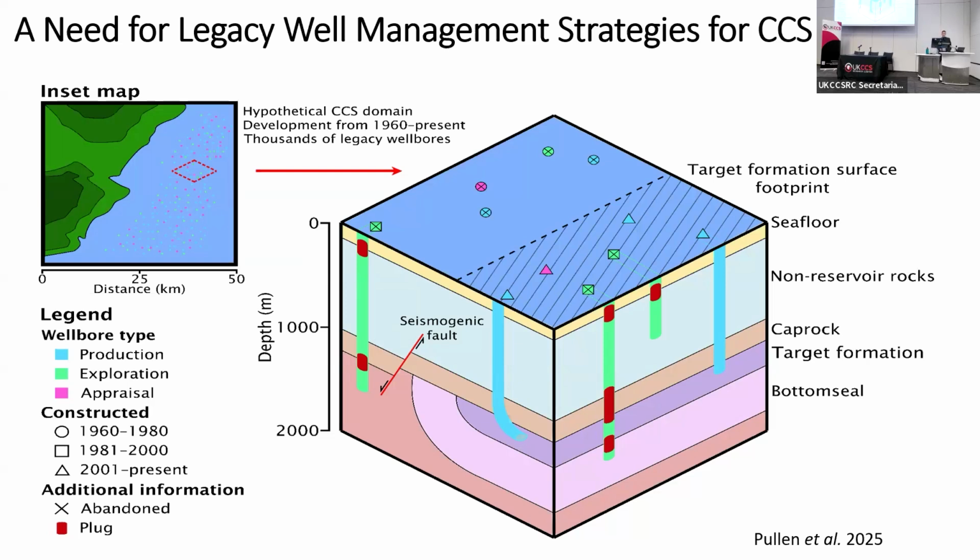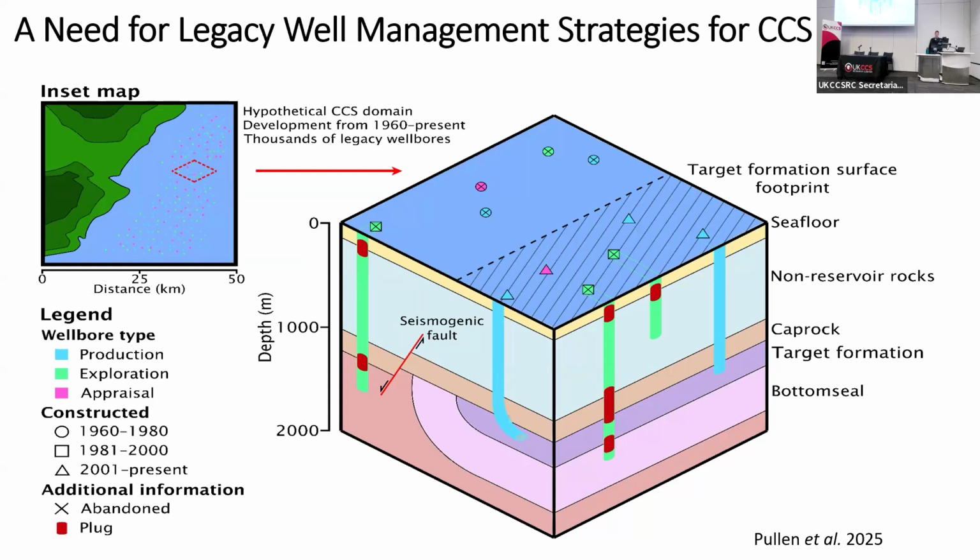Typically, any CCS project might look a bit like this, where we have this inset map, where we have a domain, in this case offshore, where we want to do CCS, and there's lots of old wells. We have an area within that where we want to inject our CO2. We get to this kind of cube of the subsurface where in that CCS area, we're going to have further still some legacy wells of different ages, different configurations. Some might be vertical, some might have horizontal or deviated sections. Some might have been appraisal or production wells.